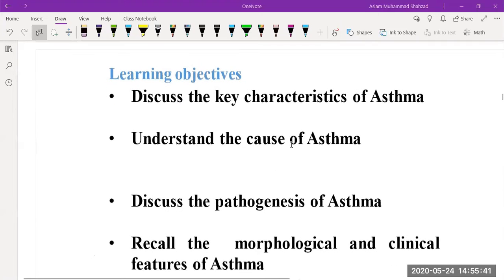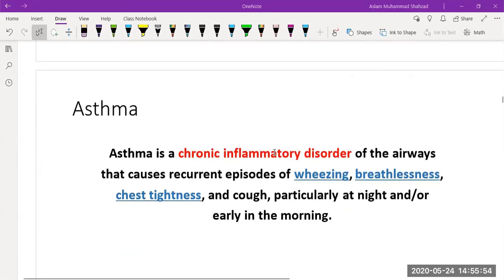So we need to discuss the key characteristics of asthma. What is the cause of asthma? Discuss the pathogenesis of asthma. Recall the morphological and clinical features of asthma. It is defined as a chronic inflammatory disorder caused by recurrent episodes of wheezing, breathlessness, chest tightness, and cough, particularly at night.